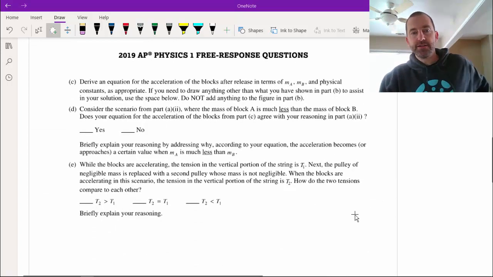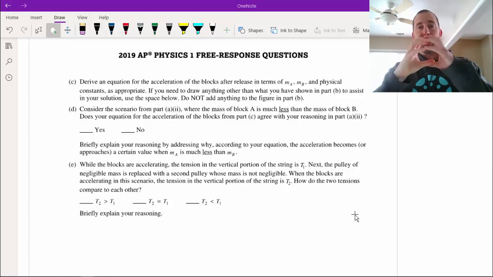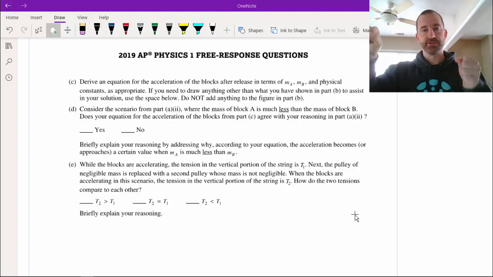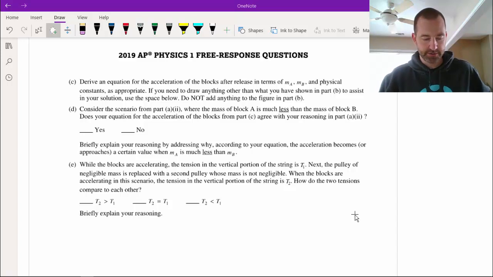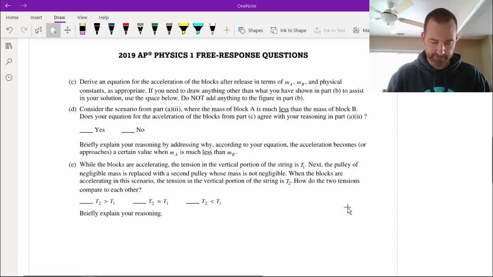And then in part E, they're asking you if the pulley was replaced with one that did have mass, which means that it has a rotational inertia and it requires some torque to get it going, how would the tensions in each half of the string change? So we're going to go through these three parts together here. We'll start with part C, but I just want to preview what all was there.